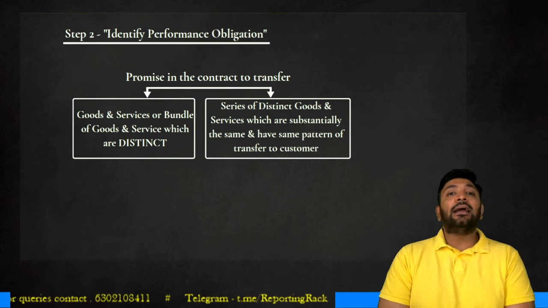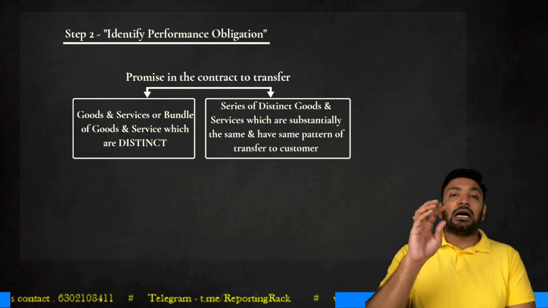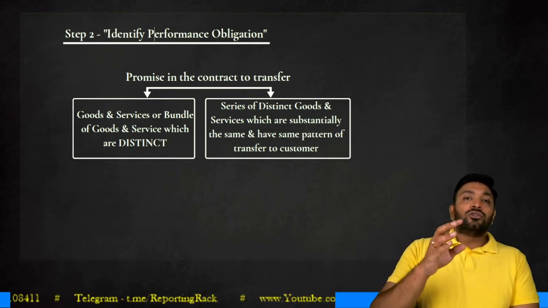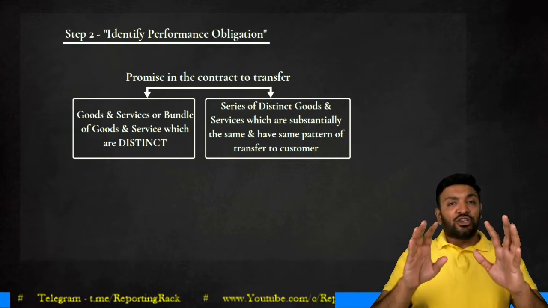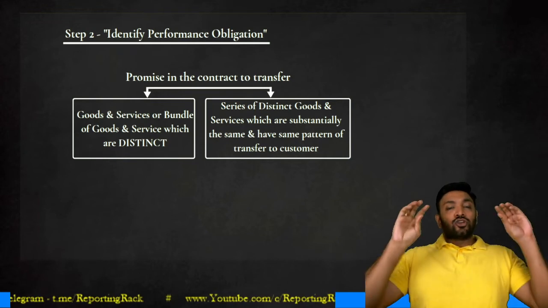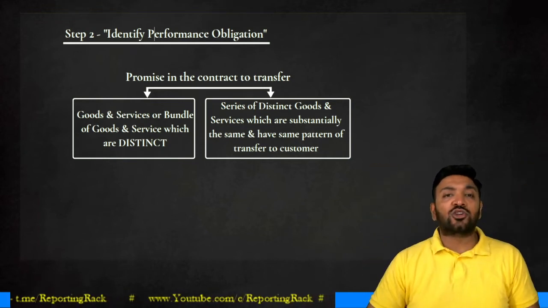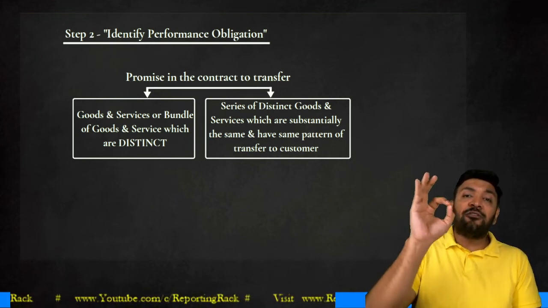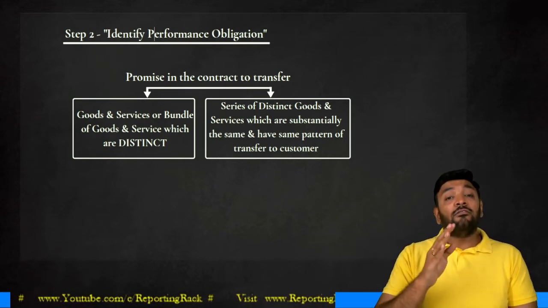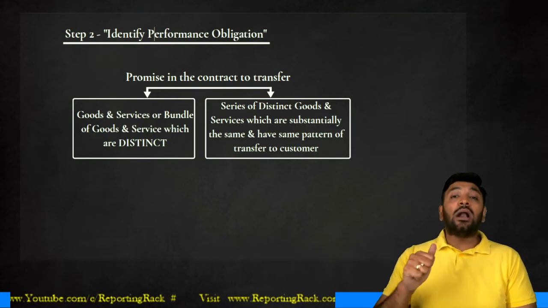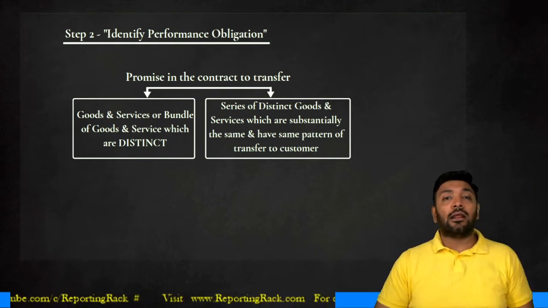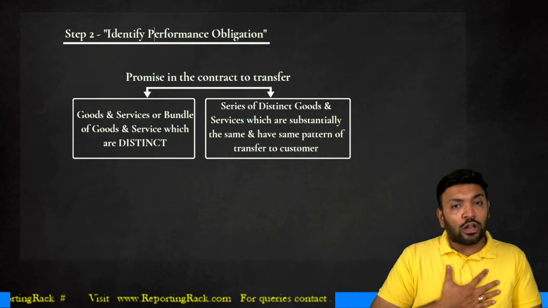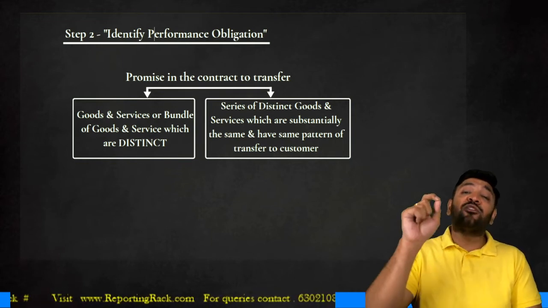Let's say, for example, I have delivered you a tube light. When a tube light is delivered to you, I assume that you already have a light holder. So you go and place this tube light there, and automatically the light starts glowing. This is a distinct good. The good by itself generates some benefit to the customer, either by itself or with other resources which are readily available. What is the other resource which is readily available? The tube light holder. When I say readily available, that means something which the customer already owns, or something which the customer can buy from the open market.